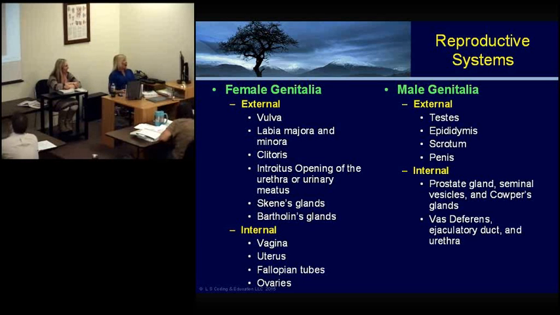So just be prepared. All right, for the female genitalia, the external parts are the vulva, labia majora and minora, clitoris, introitus, which is the opening of the urethra or urinary meatus, Skene's glands and Bartholin's glands. Those are all on the outside of our body. Our internal parts of the female genitalia include the vagina, uterus, fallopian tubes, and ovaries. For men, the external portion is the testes, the epididymis, the scrotum, and the penis. Internal includes the prostate gland, seminal vesicles, Cowper's glands, vas deferens, ejaculatory ducts, and urethra.